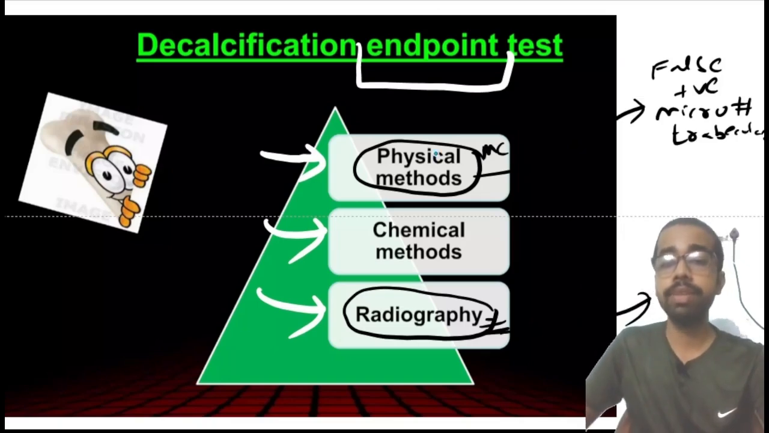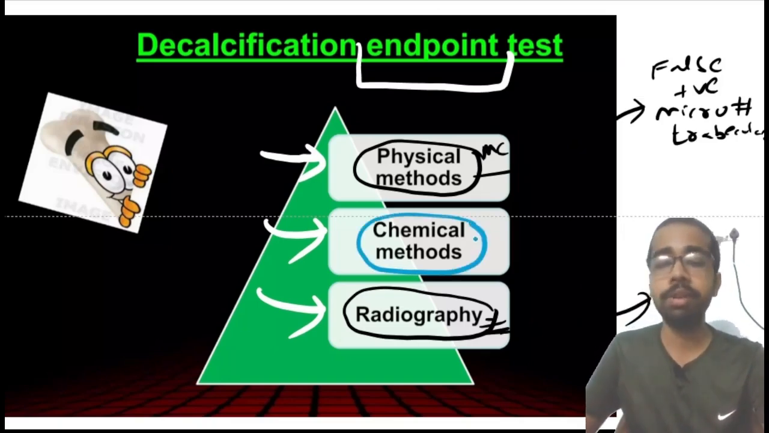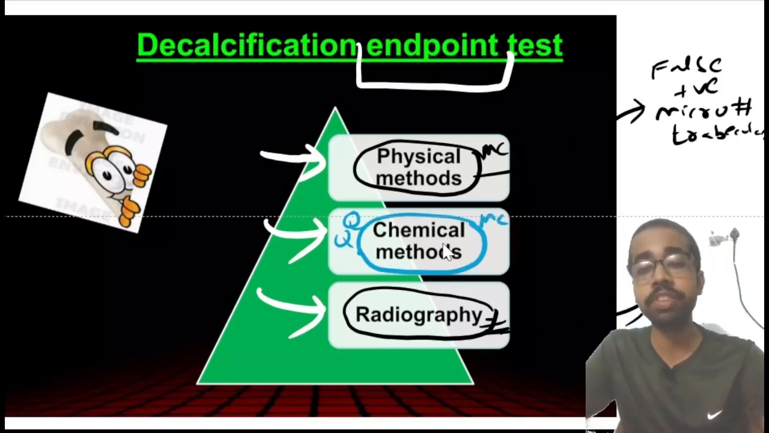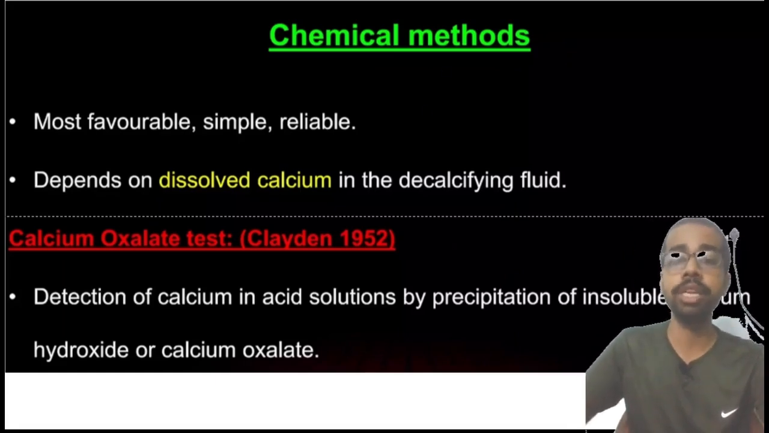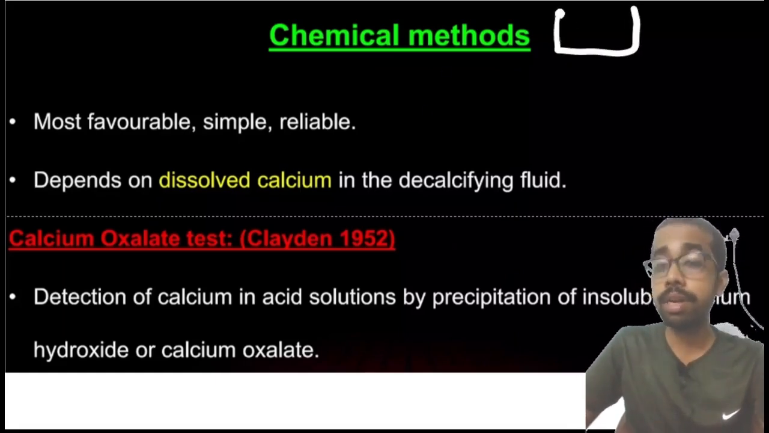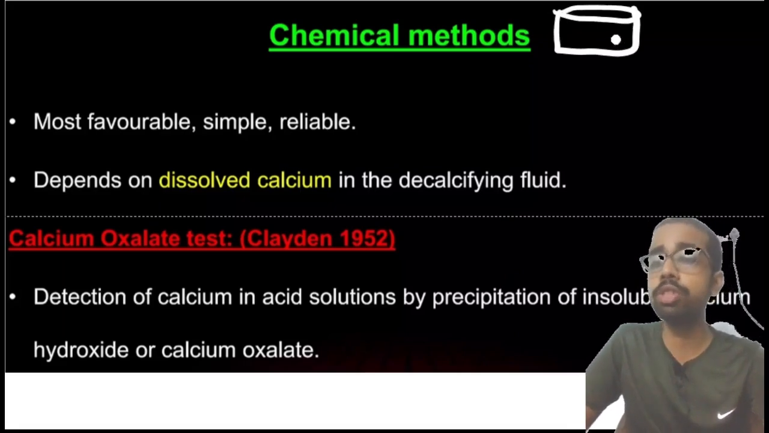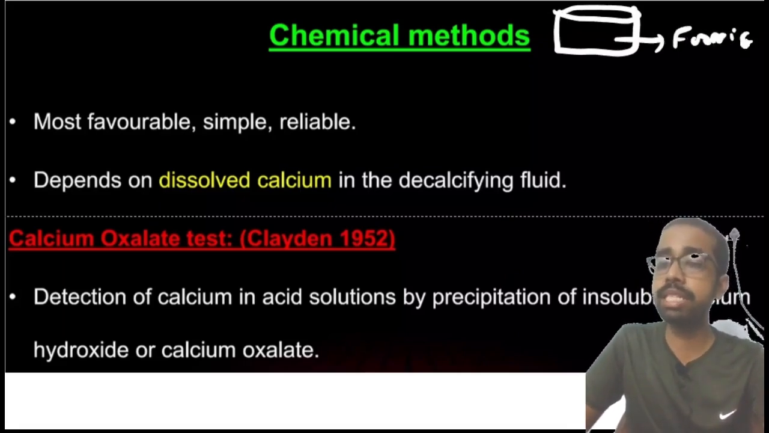But the next method, which I have written here, is the most commonly asked method, asked in the Viva, asked in the MCQ. Chemical method of decalcification. Now, what is the chemical method of decalcification? What chemicals are we using? What decalcifier are you using? Suppose you are using formic acid or some acid decalcifier.